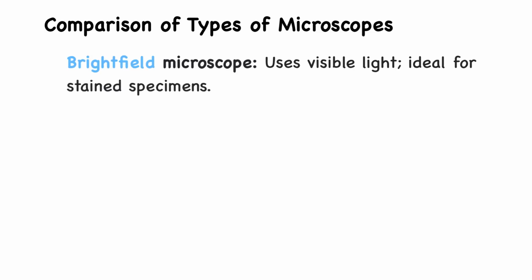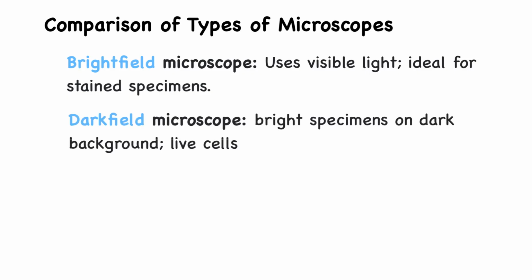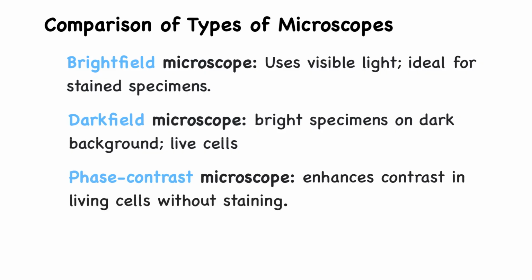We have the bright field microscope. This is the classic teaching microscope, and it uses visible light, so it is great for stained specimens. Then there's the dark field microscope, which makes specimens glow against a dark background, so this one is great for live, thin microbes. There's the phase contrast microscope, which enhances contrast in living cells without staining.